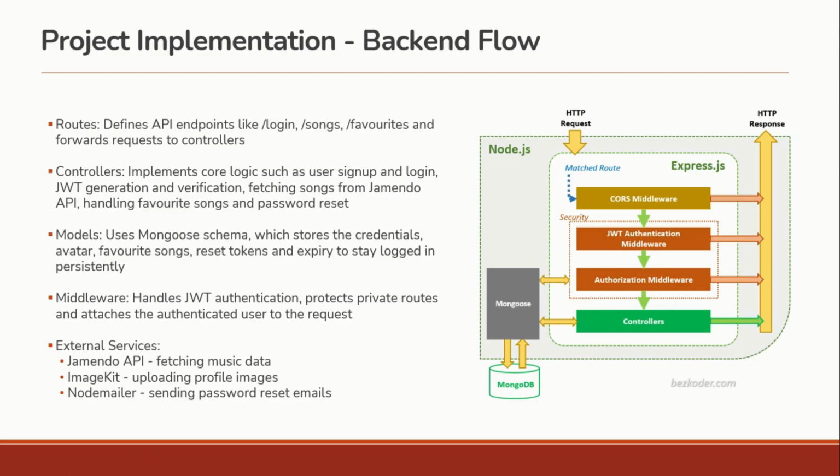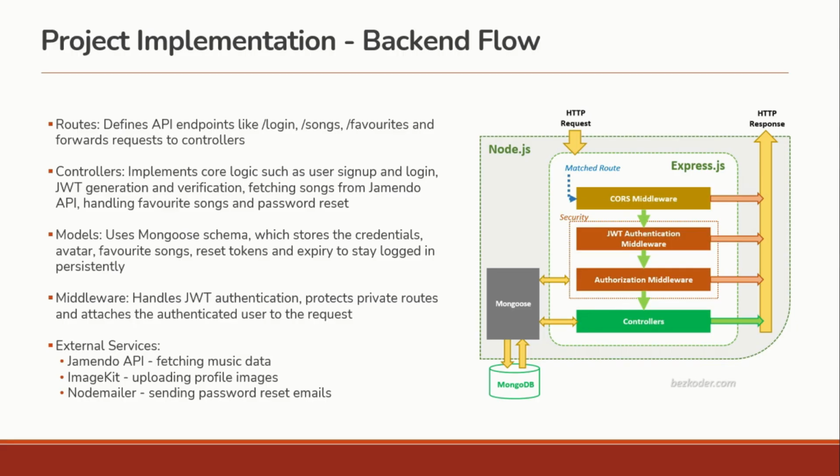If we look at the backend flow, it contains routes which define API endpoints like login, songs, favorites, and this forwards the requests to controllers. The controllers implement the core logic such as user sign up and login, JSON Web Token generation and verification, fetching songs from Jamendo API, handling favorite songs, and resetting the password. The models make use of Mongoose schema, which stores the credentials, avatar, favorite songs, reset tokens, and expiration time to stay logged in persistently.